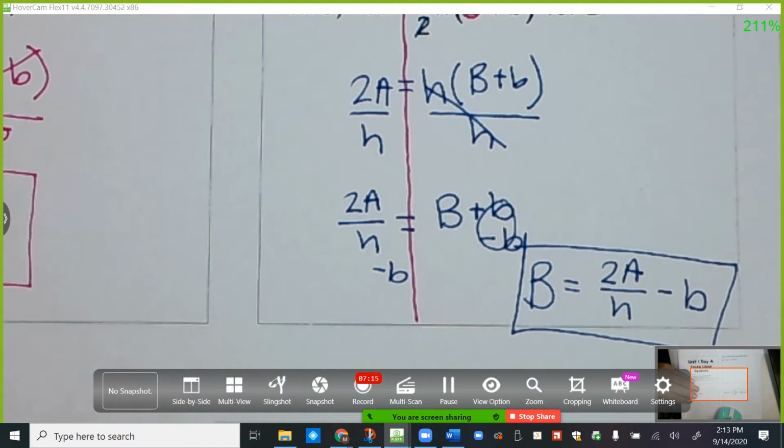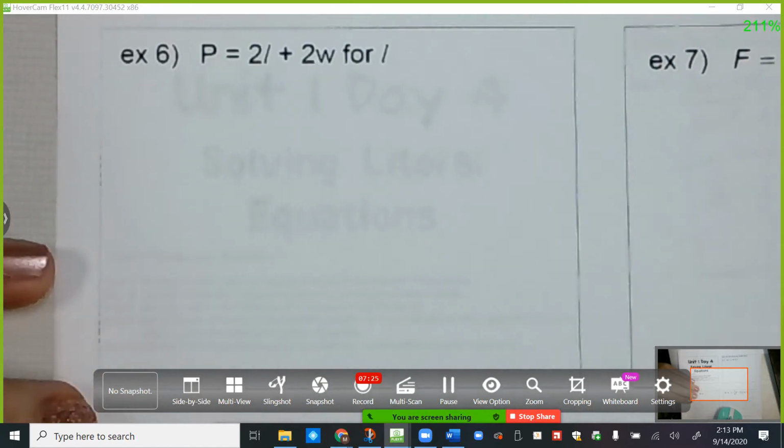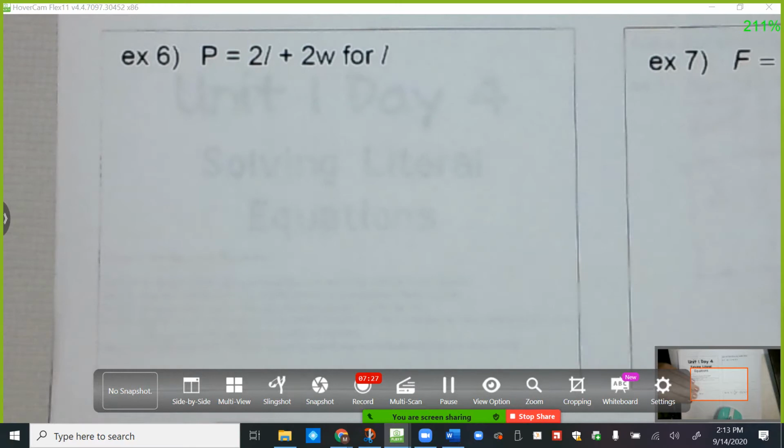Okay, so let's look at the next one. Okay, who can tell me what formula this is? P equals 2L plus 2W. Think about math problems, real life. What does P stand for? Perimeter. 2 lengths plus 2 widths. That's adding all 4 sides.